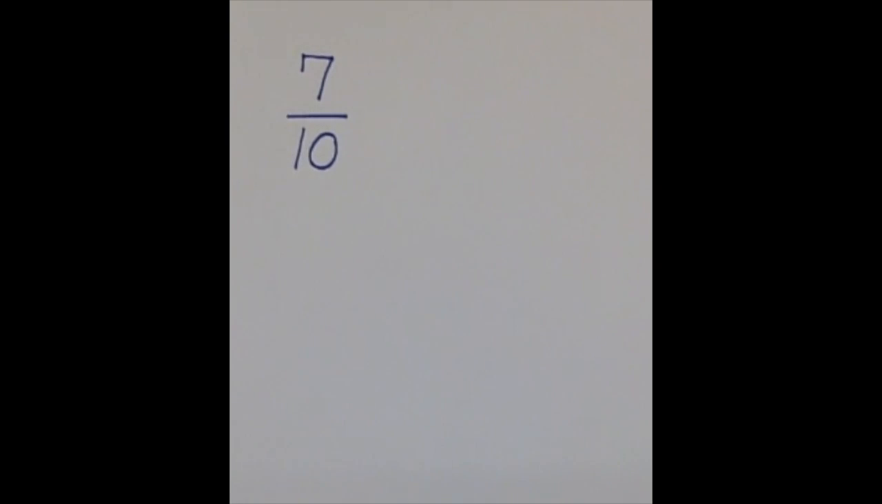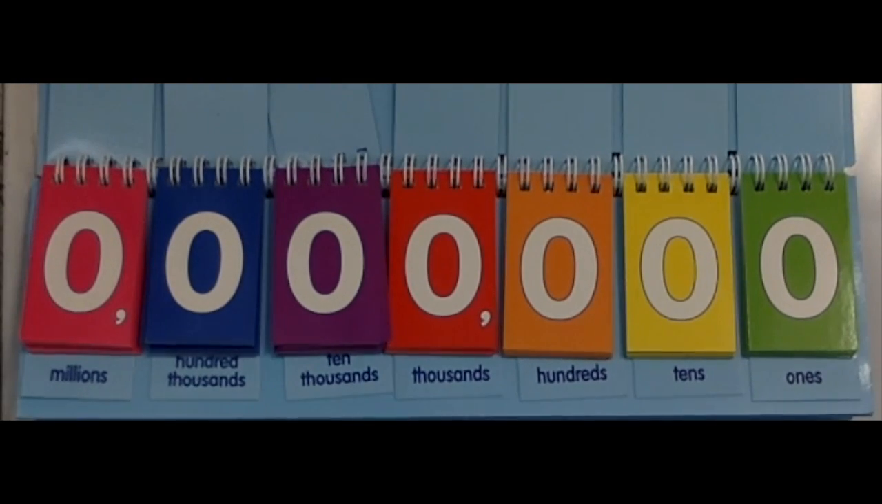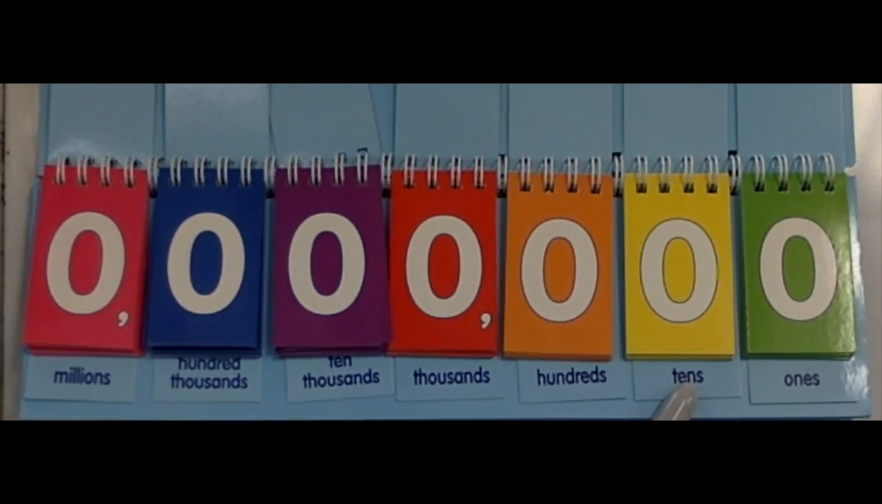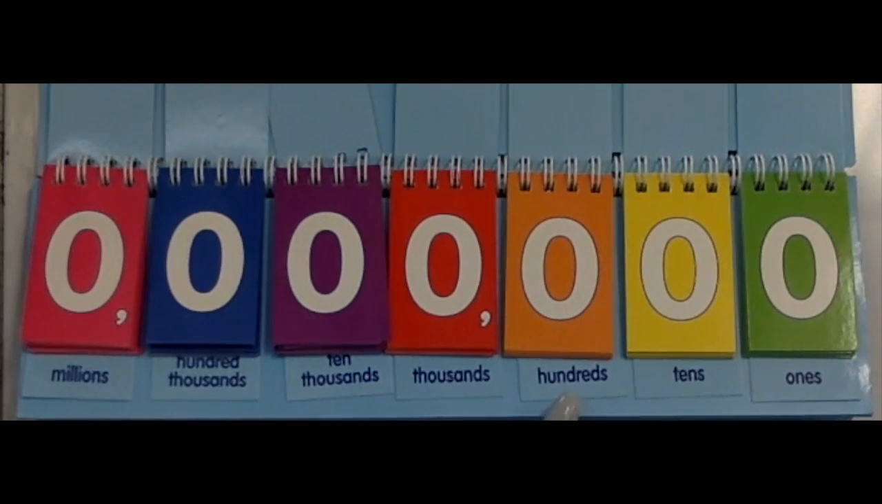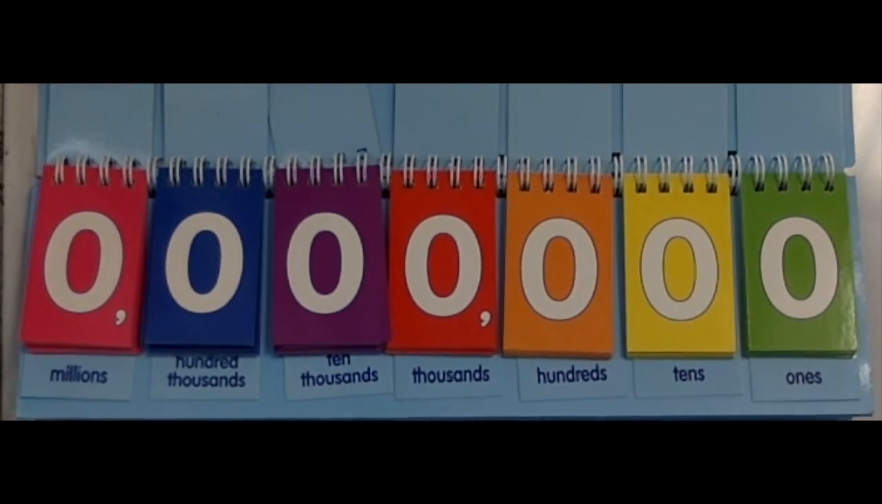All right, in this fraction, we have 7 pieces out of 10. We don't have a whole thing. So how could we say this? Well, we could say this as 7/10. But I don't have anything that says tenths on my place value chart. I have ones, tens. Uh-oh, that doesn't say tenths. That says tens. What to do? Well, this place value chart only shows whole numbers.